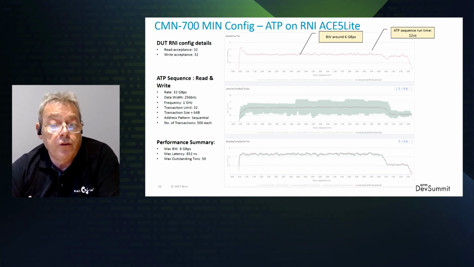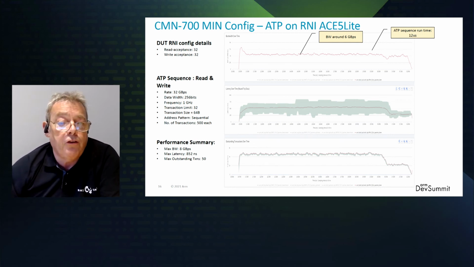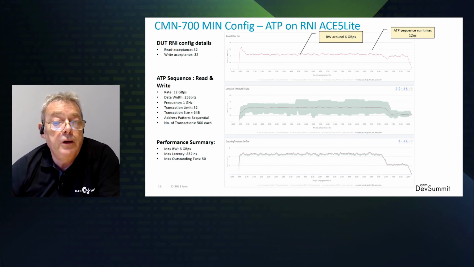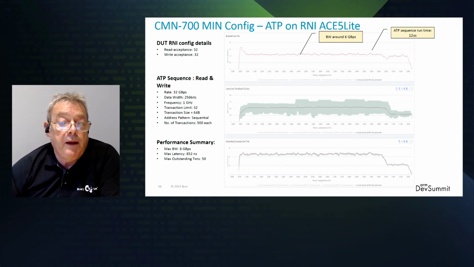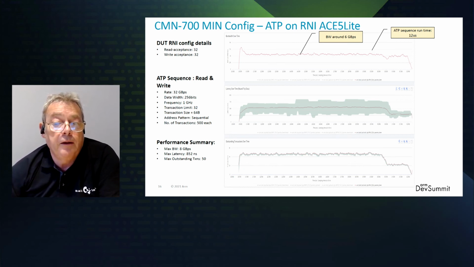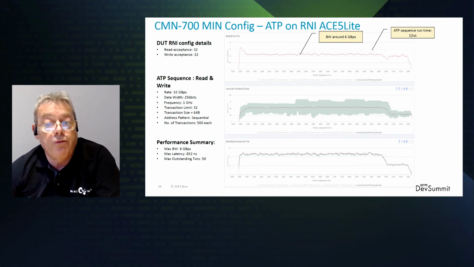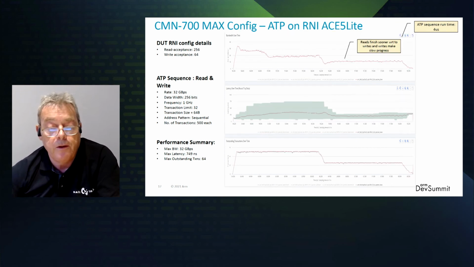Outstanding transactions are a computed metric indicating the difference between transactions issued and transactions completed, and this is very useful, an indicator that can be used as a proxy for congestion in your system. Notice the max bandwidth in the first case, in the minimum, is about 6 gigabytes per second, and the runtime is 12 microseconds. Outstanding transactions are roughly steady at 45.